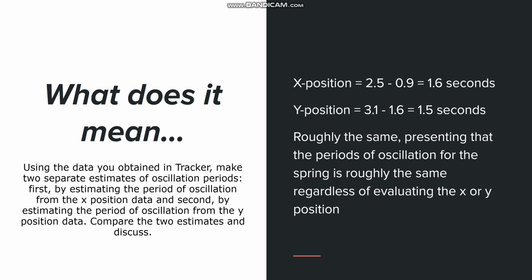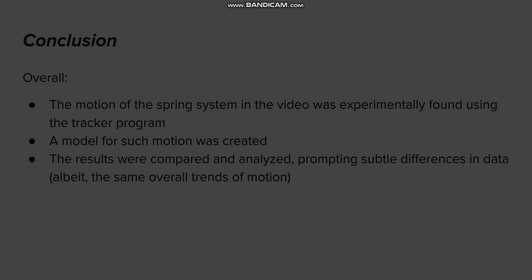And in regards to this what does it mean question, the x position was found to have 1.6 seconds of oscillation, and the y position was found to have 1.5 seconds of oscillation. These values are roughly the same, presenting that the period of oscillation for the spring is roughly the same regardless of evaluating the x or y position.